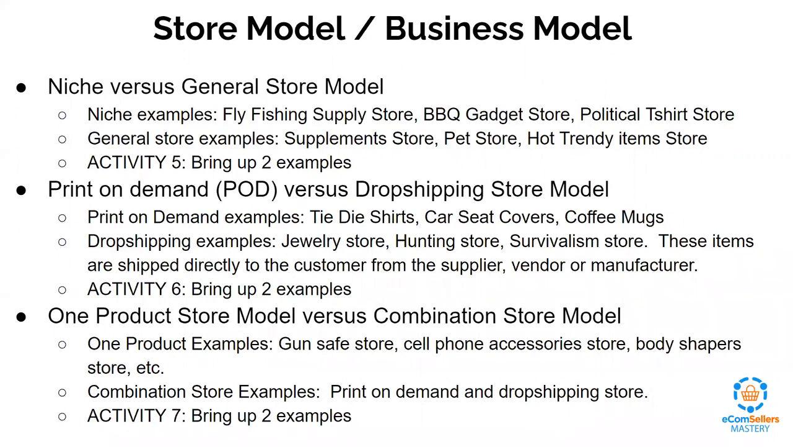So, that means your store may have some items in it that are drop shipped, the jewelry, the lures for the fishing store. But then it may still have t-shirts with funny sayings that go along with the fly fishing. It may have coffee mugs that go along with the fly fishing. So you have a little bit of both. You have drop ship items and then you have some print on demand. So that's a combination store.